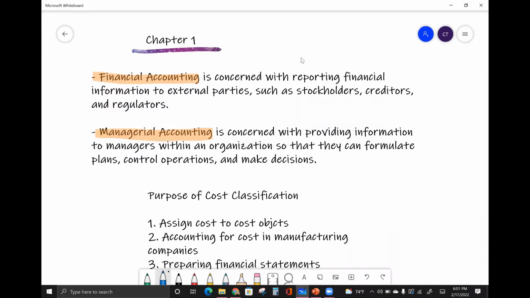Okay, so we're going to go ahead and start chapter 1. We're going to go through a lot of terms, and a lot of these terms are what you're going to see throughout the semester in the chapters. So financial accounting. That was the first class that we did, and we kind of reviewed the financial accounting.